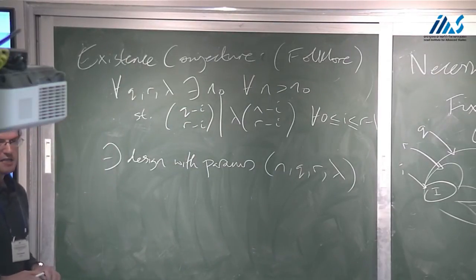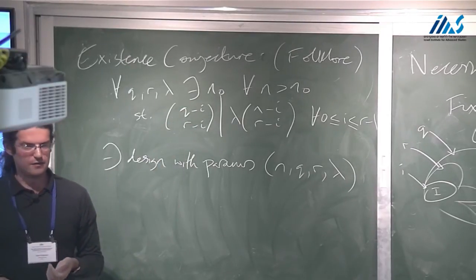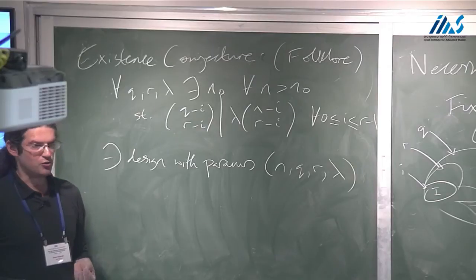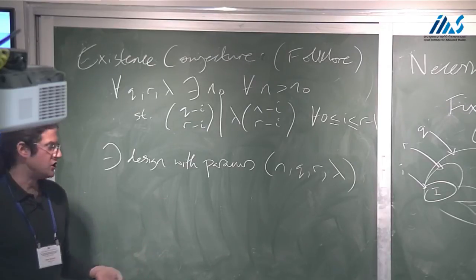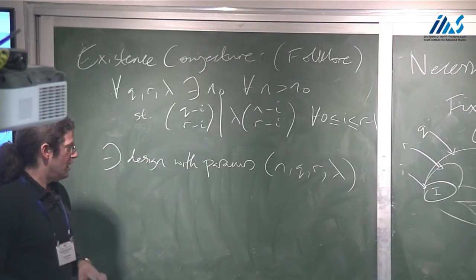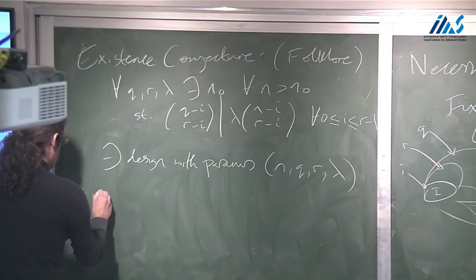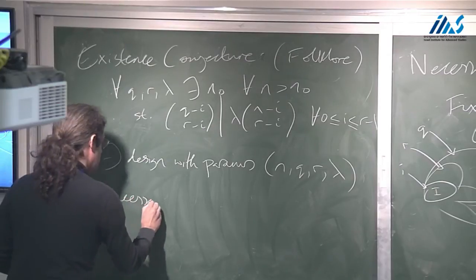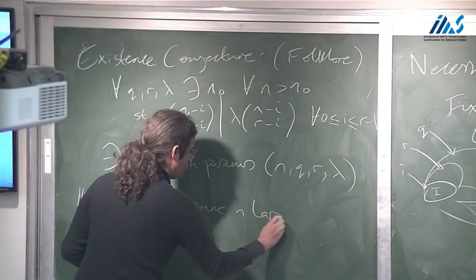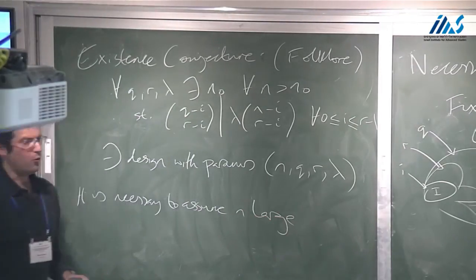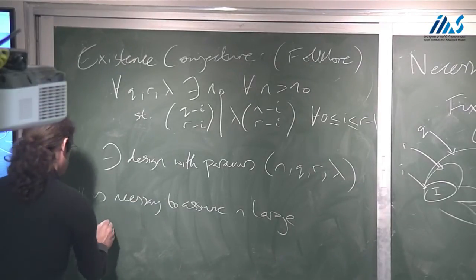I should say a bit about this n zero, because you remember for Kirkman's result on Steiner triple systems, it was just that the divisibility conditions suffice. There was no condition about n being large. So it is necessary to assume n large. One example of this is the problem of the existence of projective planes.